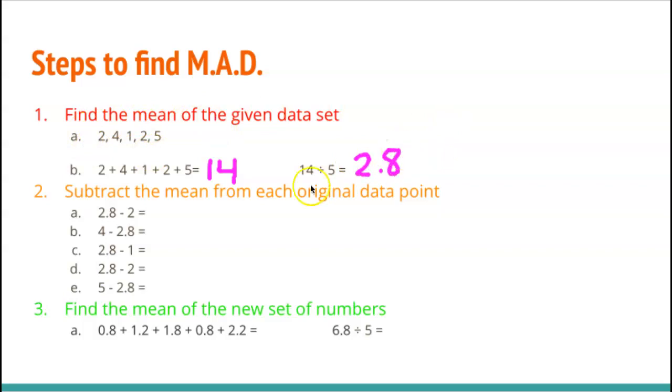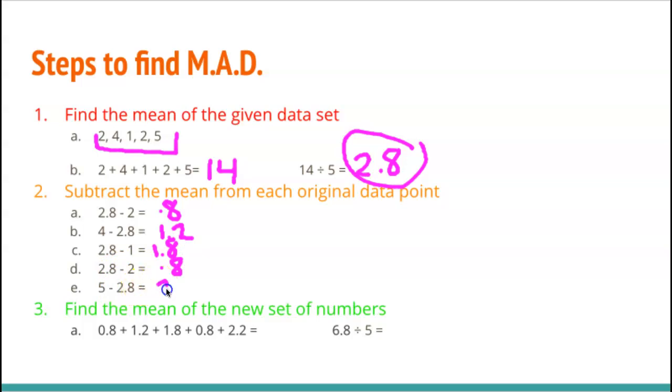Okay, my next step is to subtract the mean from each original data point. So I'm subtracting 2.8 and my original data set numbers. So 2.8 minus 2 is 0.8. 4 minus 2.8 is 1.2. 2.8 minus 1 is 1.8. 2.8 minus 2 is 0.8. And 5 minus 2.8 is 2.2.